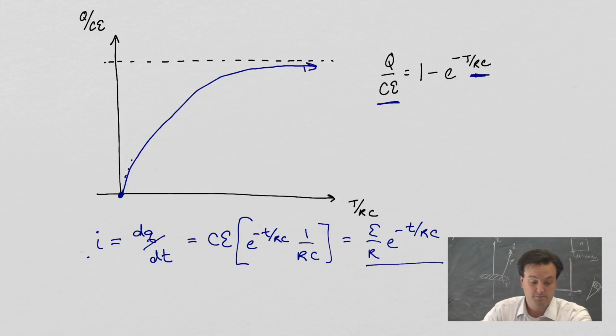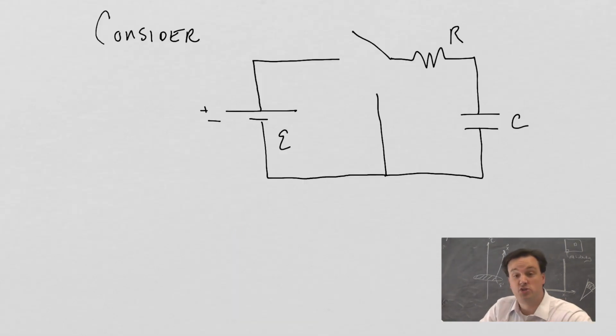Okay, now that we've charged up our capacitor and we put some total charge Q on it, we can find out what happens when we take this switch and move it so that the battery is eliminated from the circuit, and now I just have the capacitor hooked up to the resistor. Of course, the two sides of the capacitor still have the same potential difference.